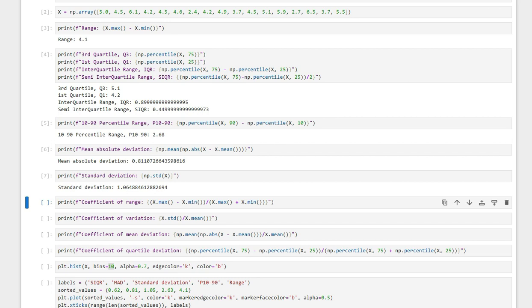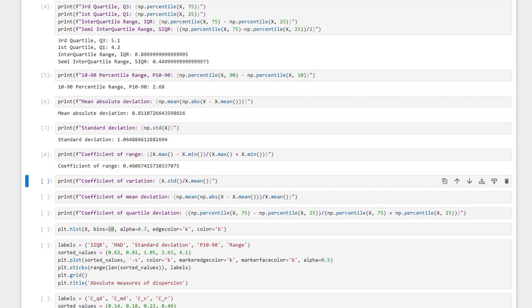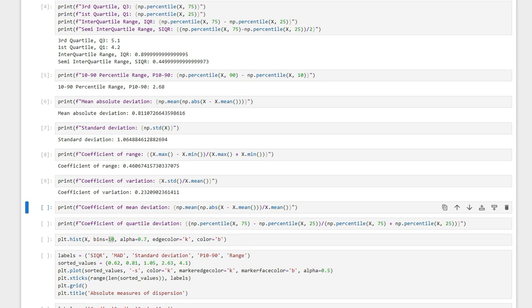So coefficient of range, as I said, is the range divided by the sum of max plus min. In this case, it's 0.46 here, which is 46%. Coefficient of variation will compute the standard deviation of the data divided by the mean of the data, and that is 0.23.